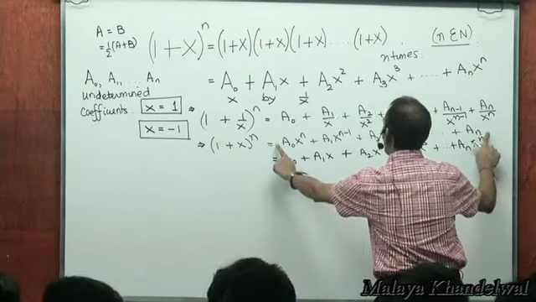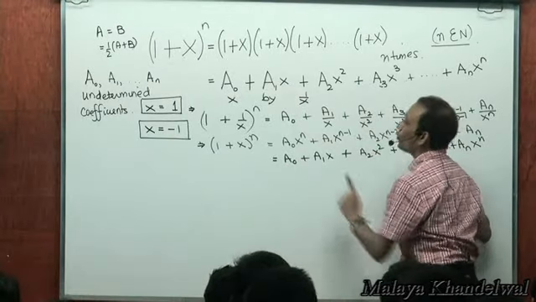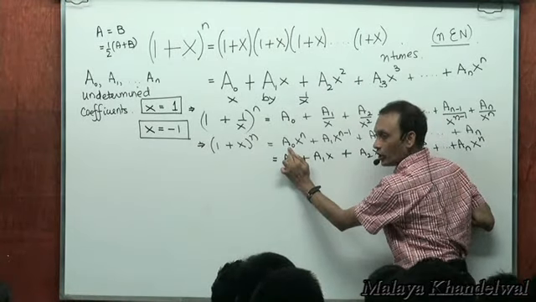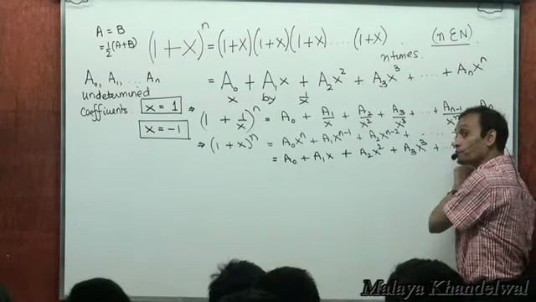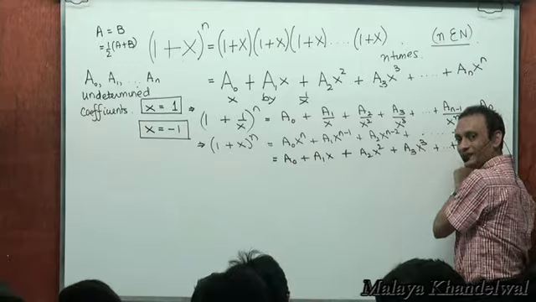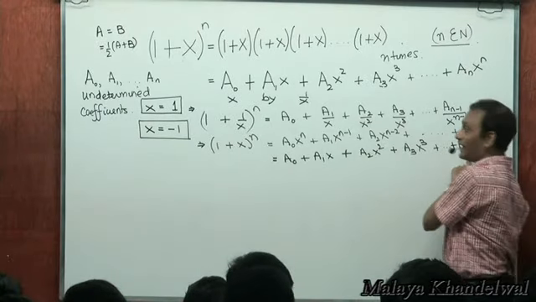So if this polynomial is identical to this polynomial, what's the coefficient of x power n here? A naught. What's the coefficient of x power n here? An. And therefore a naught must be equal to an, right? A naught must be equal to an.